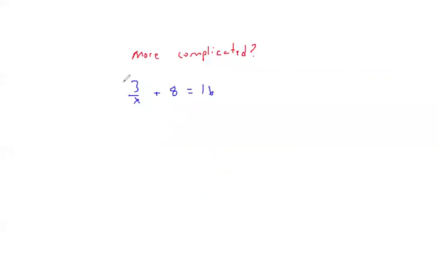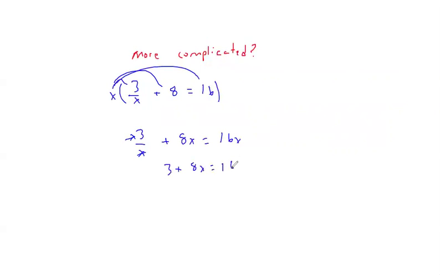My denominator is x. So when I bring my x into everything, look what I get. 3 times x over x, that cancels, plus 8x equals 16x. So I have 3 plus 8x equals 16x. Take the 8 across, divide by 8, and I'm going to end up with x equals 3/8 again.